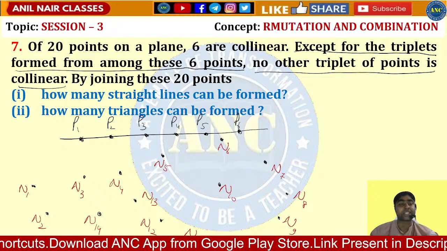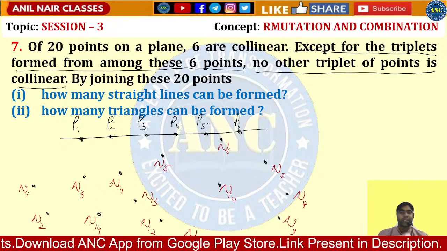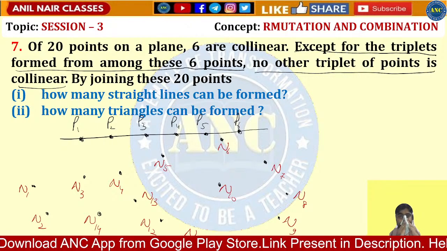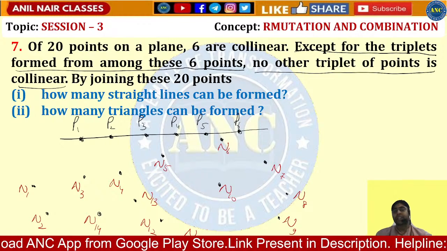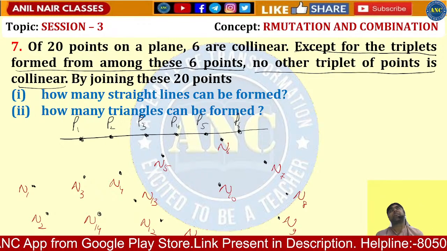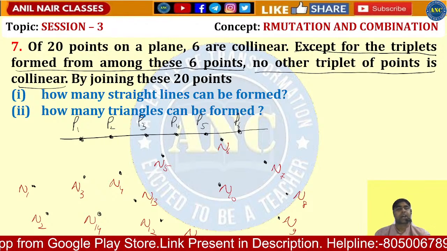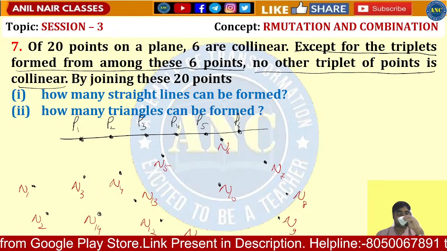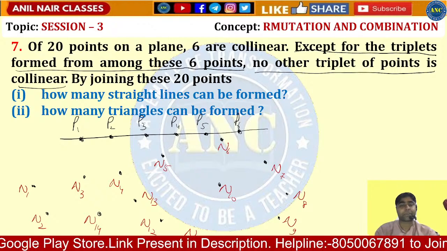Now, what is he saying? By joining these 20 points, how many straight lines can be formed? Okay, he is not asking us that you have to join all these 20 points. He actually means by joining any of these points, how many straight lines can be formed? He is asking you. So how many straight lines can be formed, guys?